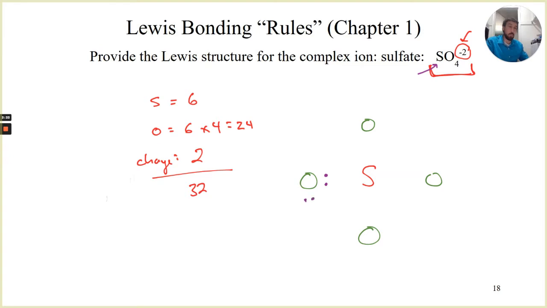8 electrons need to go around the oxygen. So I place 8. I'll go to the next oxygen and place 8, and the next oxygen and place 8. And I'll do this until I have satisfied all of my electrons. So at this point, I now have 32 electrons in my drawing, 8 times 4. Okay? No extra electrons, so I don't need to worry about placing any around the sulfur.